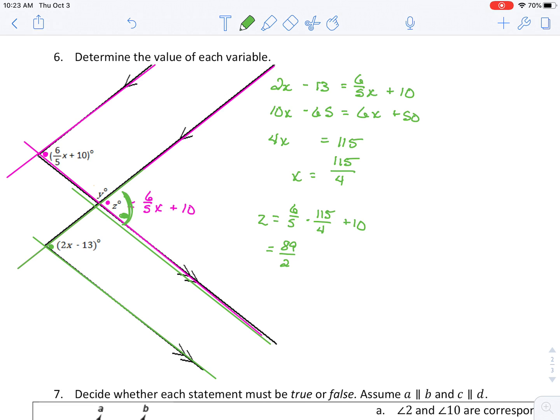So if this whole angle is 89 over 2, we can find y pretty easily because they were adjacent to each other and they're supplementary. So I could just say y plus 89 over 2 equals 180 and quickly get that y is 271 over 2. And I get that over 2 is not a bad decimal to have, but whatever, I didn't get a decimal.